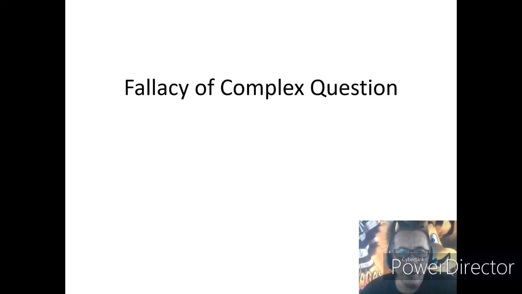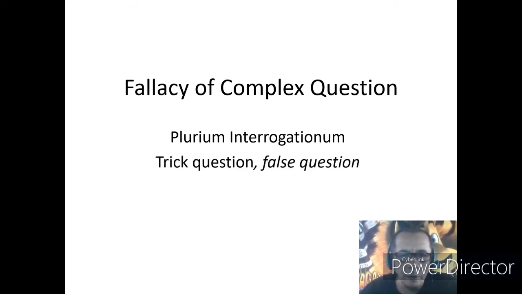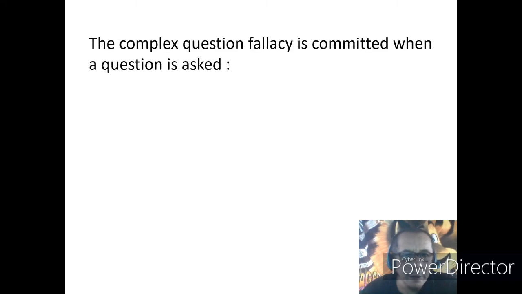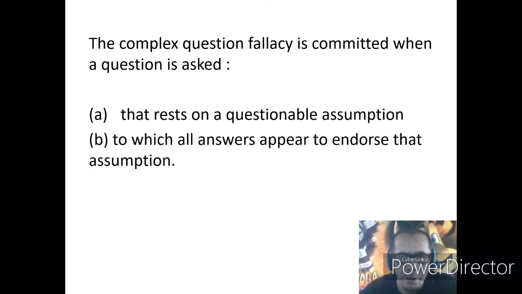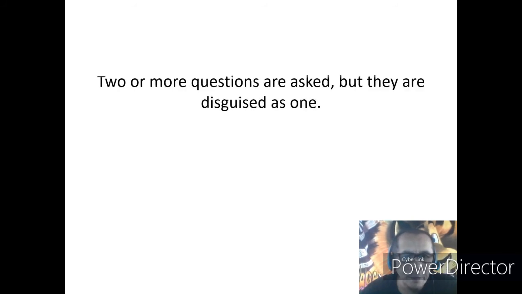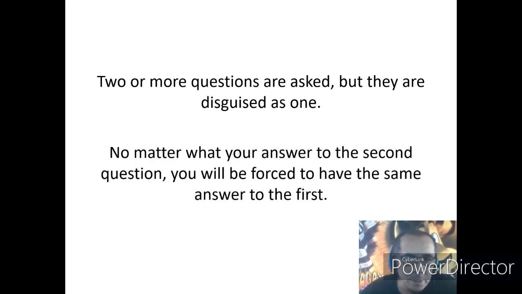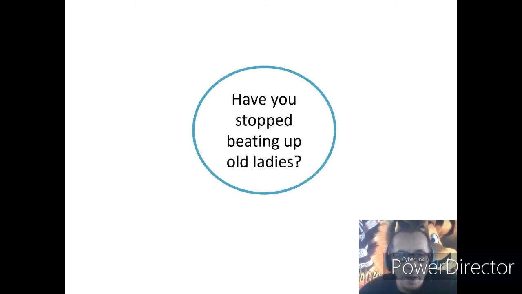Next is the fallacy of complex question, or the plurium interrogationum, or the trick question, or the false question. The complex question fallacy is committed when a question is asked that A. rests on a questionable assumption, B. to which all answers appear to endorse that assumption. Or two or more questions are asked, but they are disguised as one. No matter what your answer to the second question, you will be forced to have the same answer for the first. For example, have you stopped beating up the old ladies?